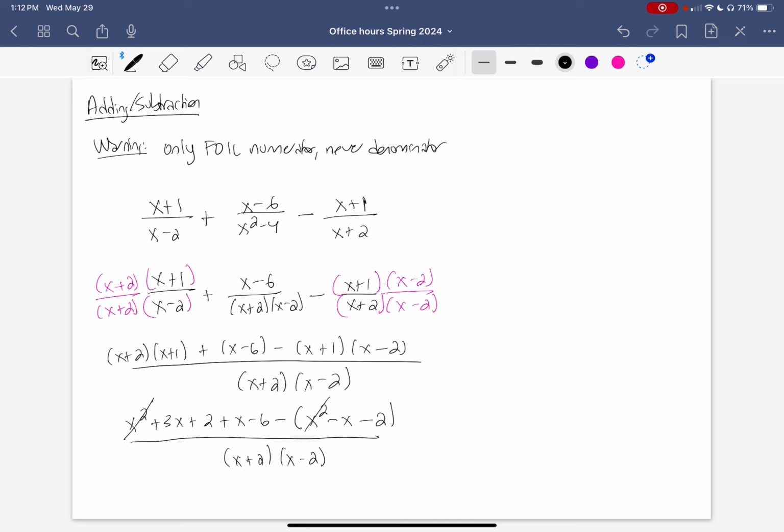Oh, I see what I did. So 3, 4, 5x. Okay. For my constant terms, I have 2 minus 6 plus 2. So minus 2. And this is my final answer. Okay. And I cannot factor the top further. Therefore, I cannot cancel anything from top and bottom. And this is where I leave it.